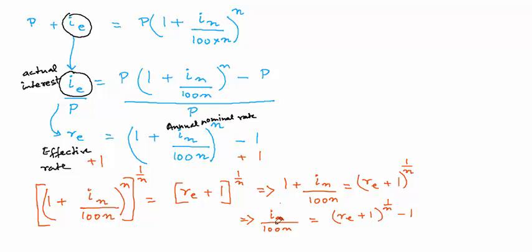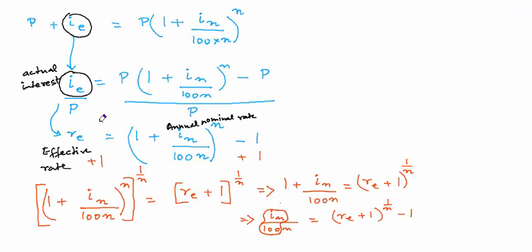Now this IN over 100 is nothing but a decimal number, the rate expressed as a decimal. And if you divide that with n, it gives you the monthly nominal rate. If you want to find the yearly nominal rate, you've got to multiply this answer with n. Let's do a couple of problems.